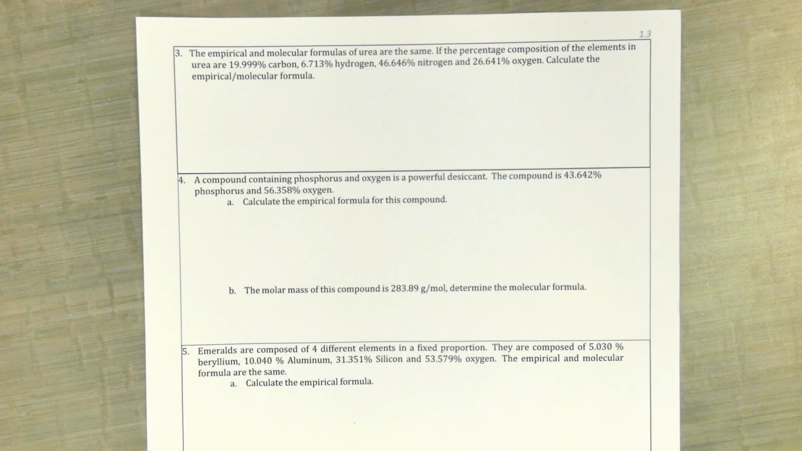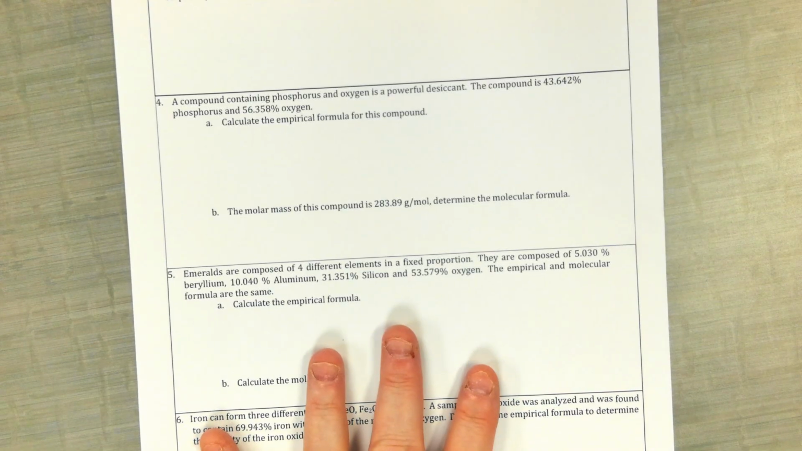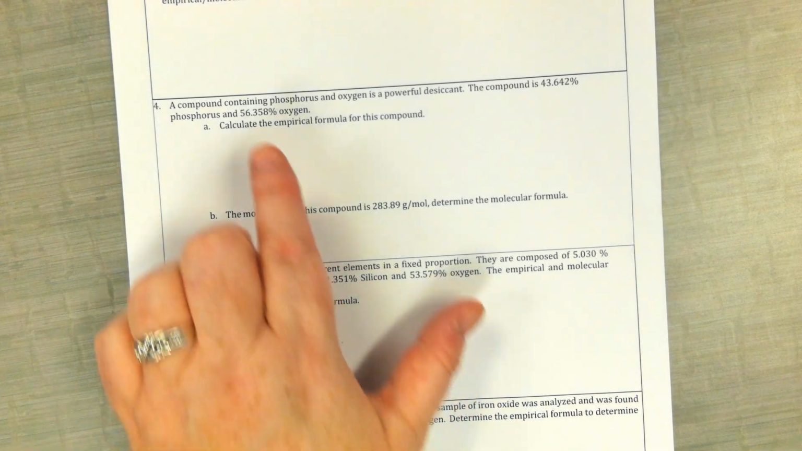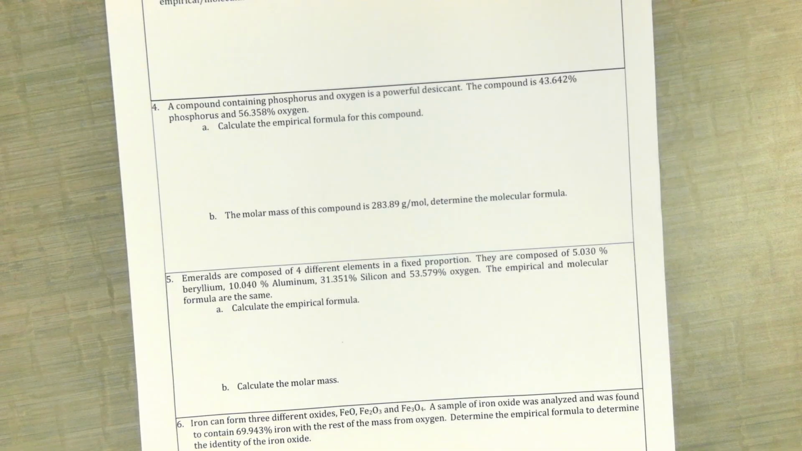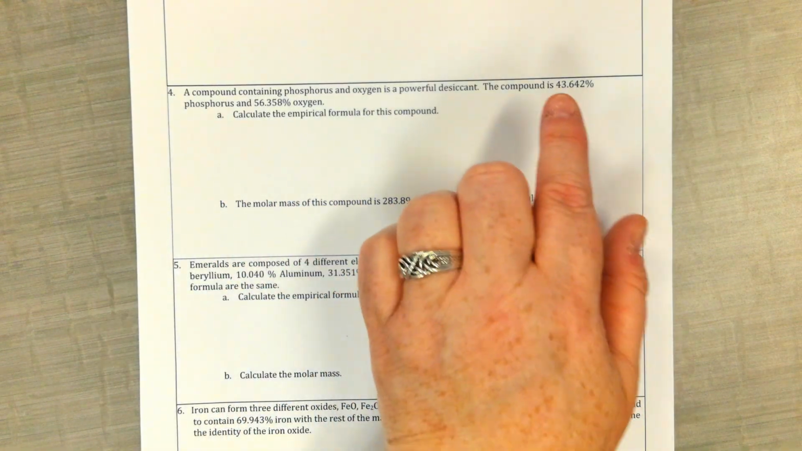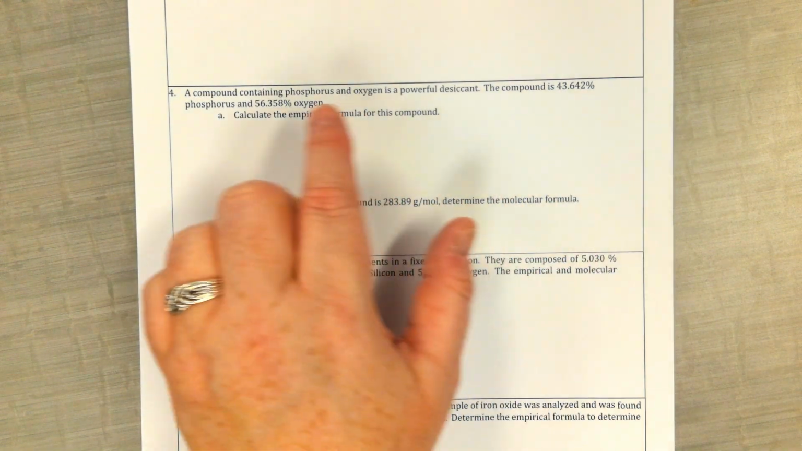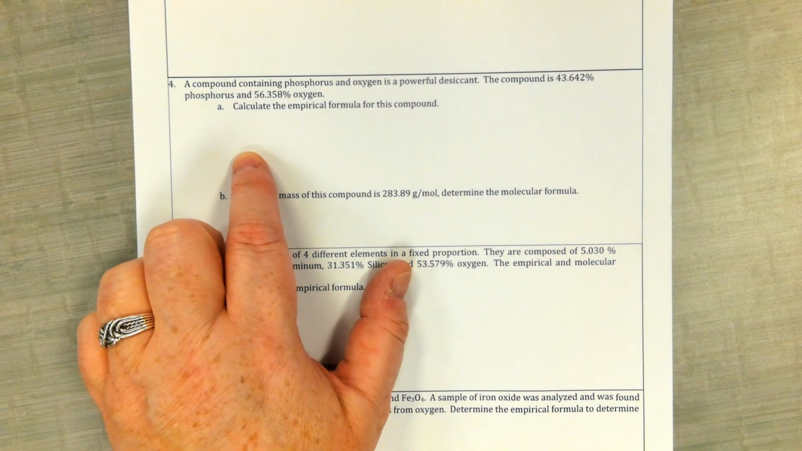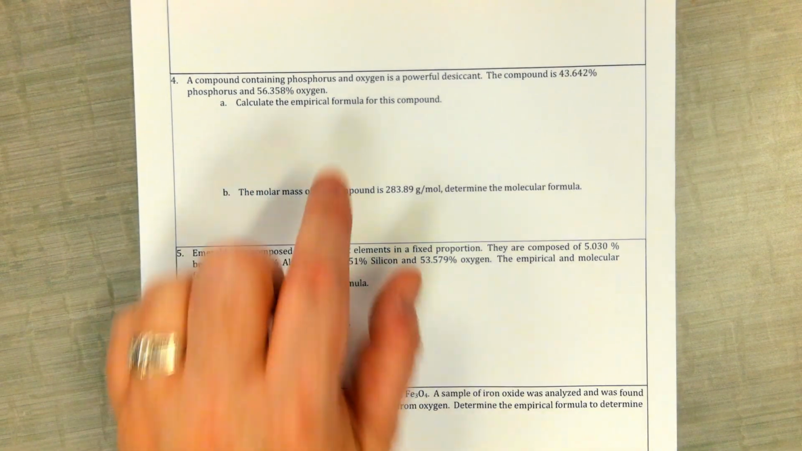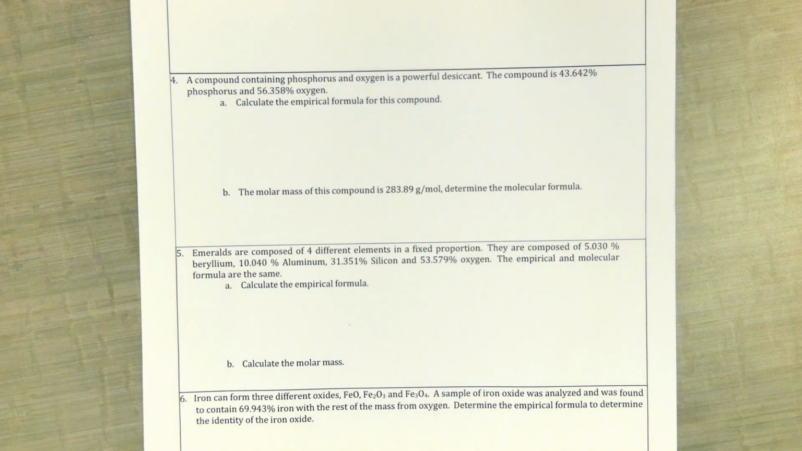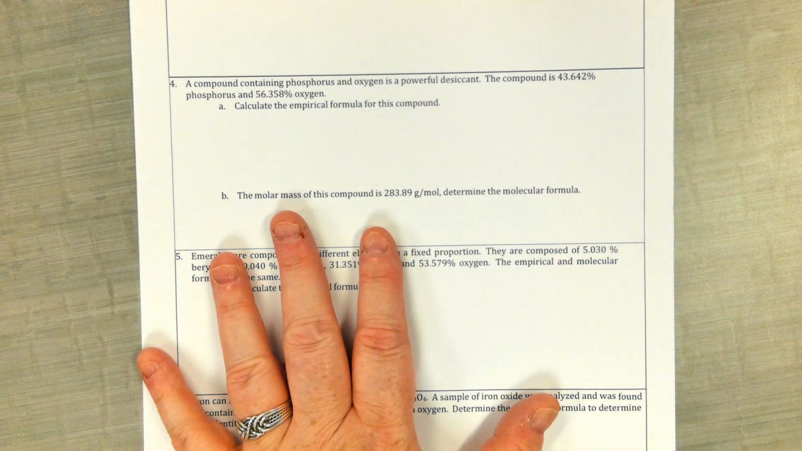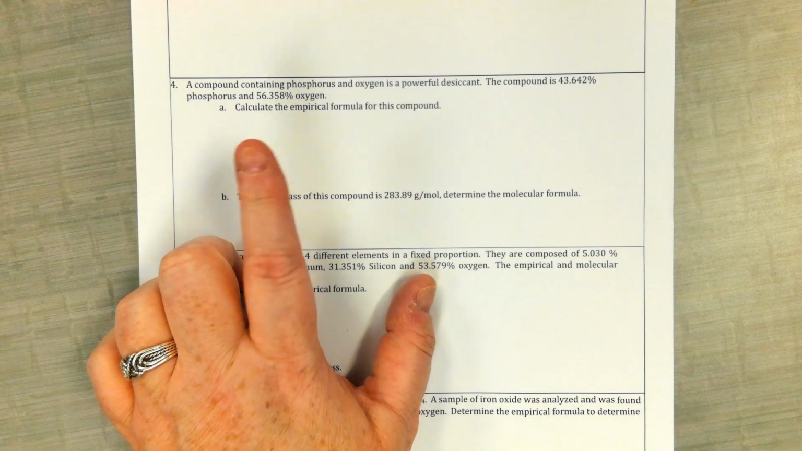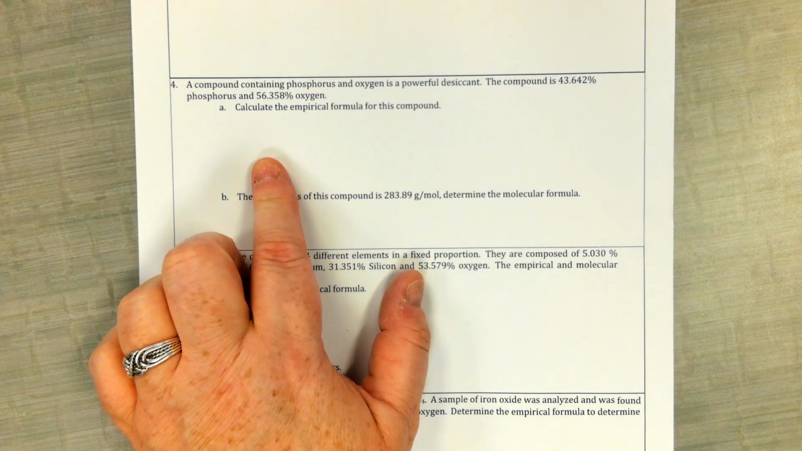All right, number 4 is going to be the first one where you might not get whole numbers. So you're going to take these percentages and convert them into grams again. So 43.642 grams and 56.358 grams. Divide by the molar mass of the element to get to moles of that element. Look at the smallest mole number for phosphorus and oxygen, and divide by that number. And when you do, you will not get whole numbers on number 4. So you've got to do the multiplier step.